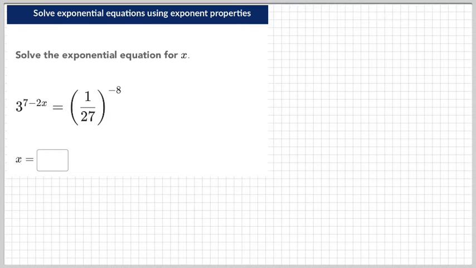Solve the exponential equation for x. Now this is crazy. I've looked at this and I can see 3 different ways to solve it. Okay, so I want to start off with this.